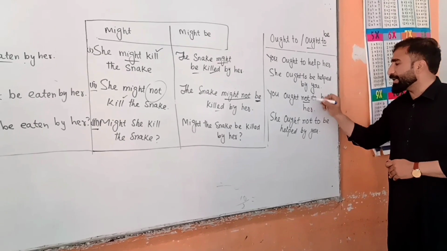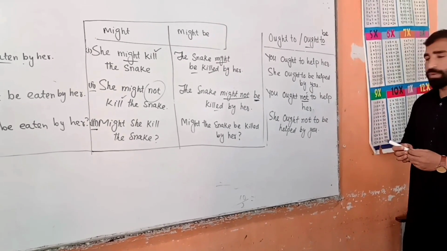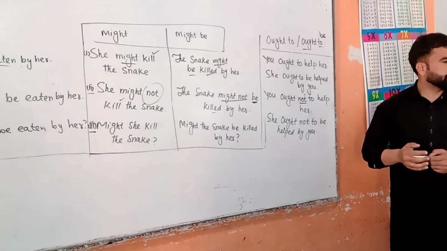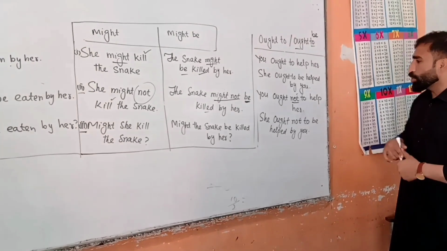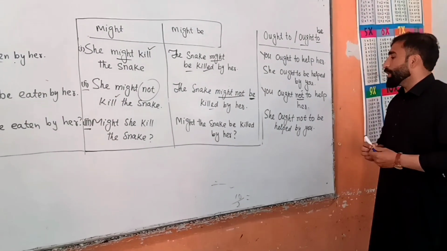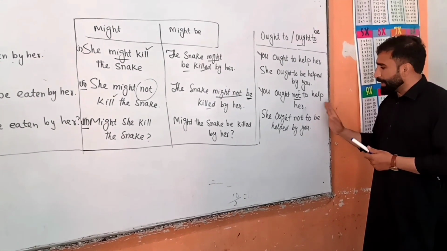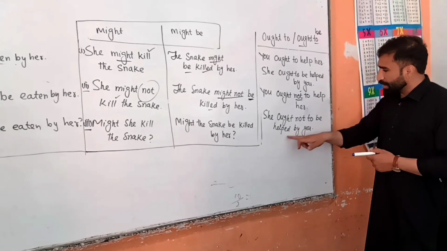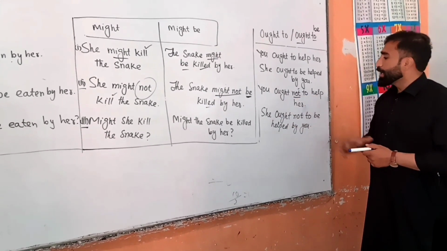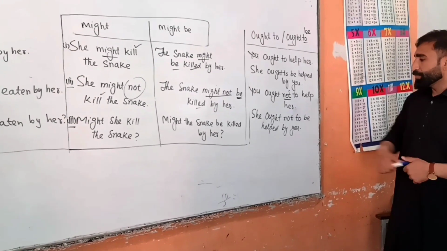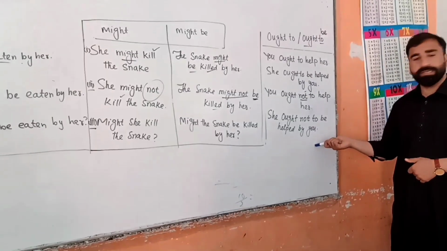We have "not" here, and this is a negative sentence. What kind of sentence is it? A negative sentence. So, you ought not to help her becomes: She ought not to be helped by you.